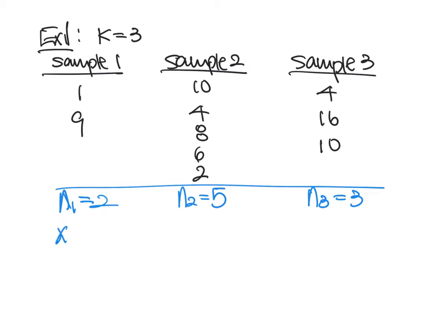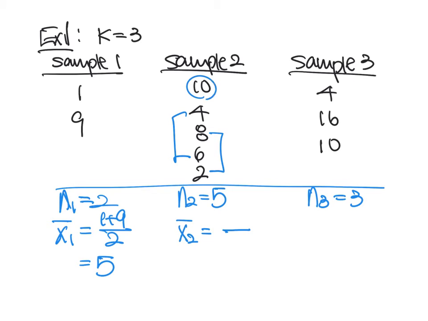Can you give me the X1 bar? I have to take the sum, which is 1 and 9, and divide by 2. That's 5. Can you give me the X2 bar? Oh, it's easy. 10, 10, 10, 30 divided by 5. The second sample mean X2 bar will be 6.